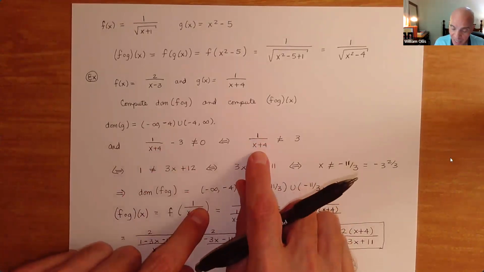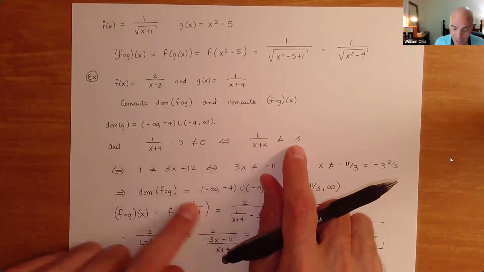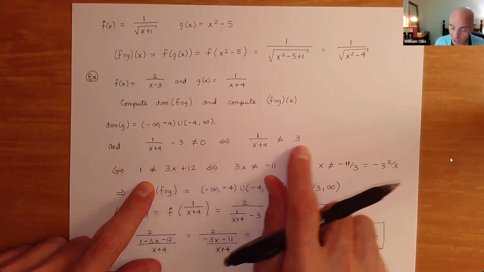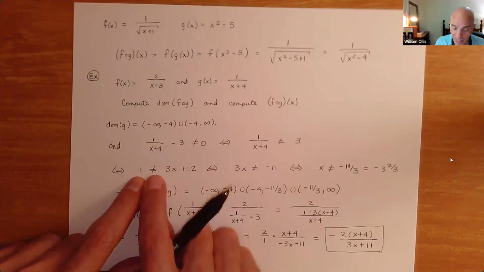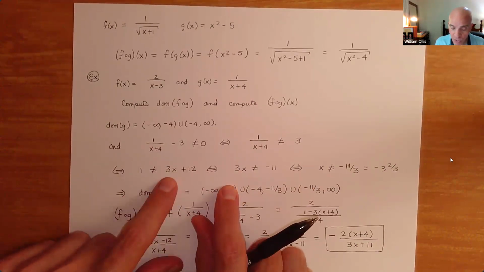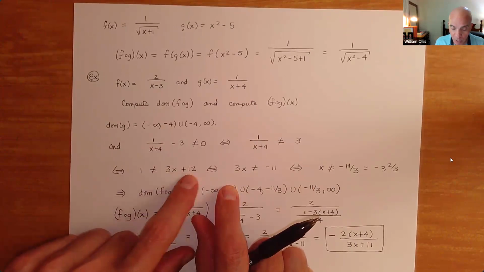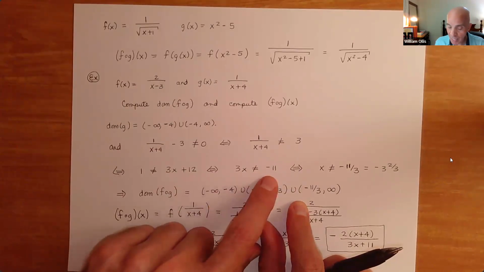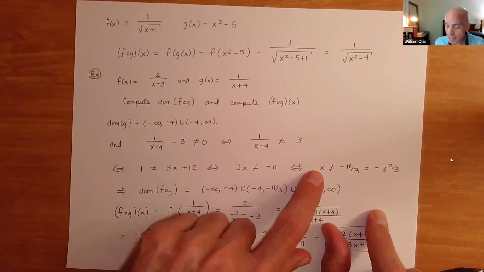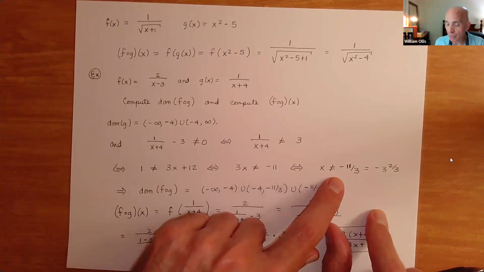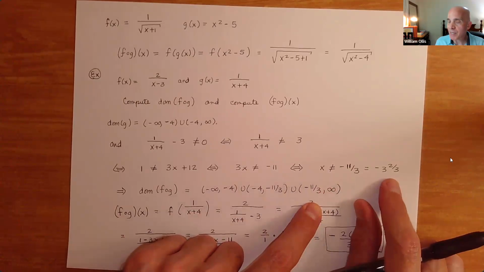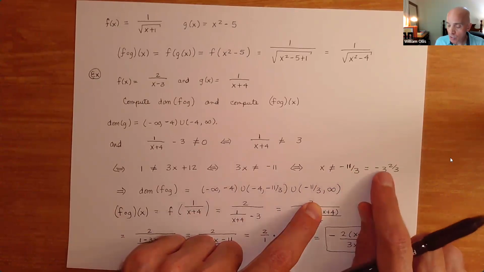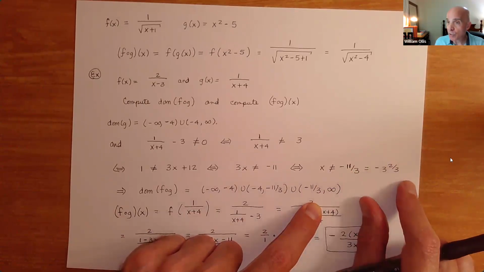So we have 1 divided by x plus 4 is not equal to 3. And then, of course, if you like, you can reciprocate or cross multiply. So if you cross multiply, you'll get 1 not equal to 3x plus 12. And then, of course, if you transpose the 12 with the 1, you get -11. So 3x is not equal to -11. Divide by 3, so x is not equal to -11 divided by 3. And then, of course, if you wrote that as a mixed number, 3 divides -11 -3 times with 2 left over. So you get -3 and 2/3.